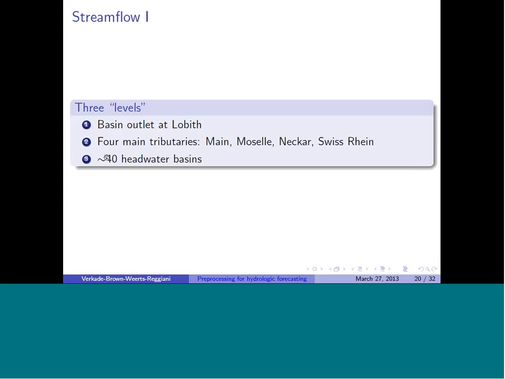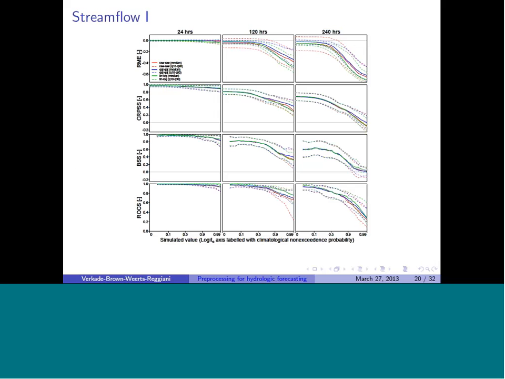Why have we split it up? We've done that because we expect there to be some dependency on the spatial scale. So we'll come back to whether that's what we see. Again, here we have a couple of verification metrics for the streamflow ensembles. These are similar metrics to those we've seen before: relative mean error, continuous rank probability scale score, Brier scale score, and the relative operating characteristic, using the same lead times.